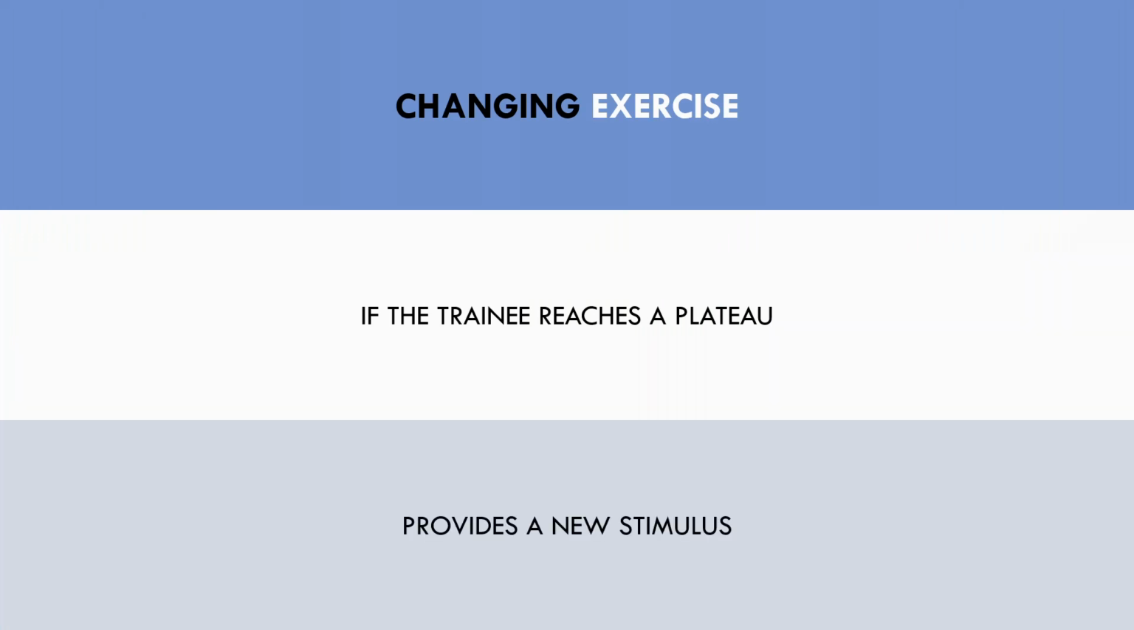And the last form of progressive overload that we can apply is to change exercises. This should be changed if the trainee has tried all the other methods of progressive overload already and has reached a plateau. By incorporating a new exercise into the program, the trainee can adapt to a new stimulus.